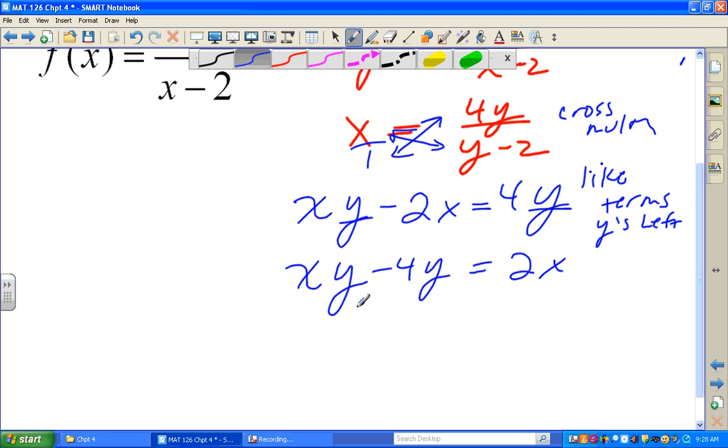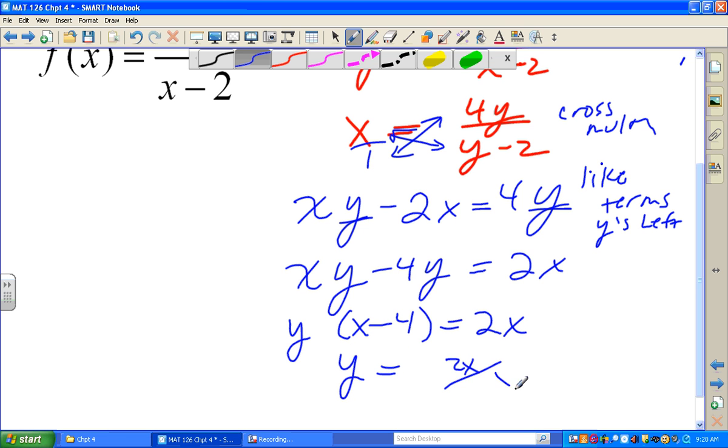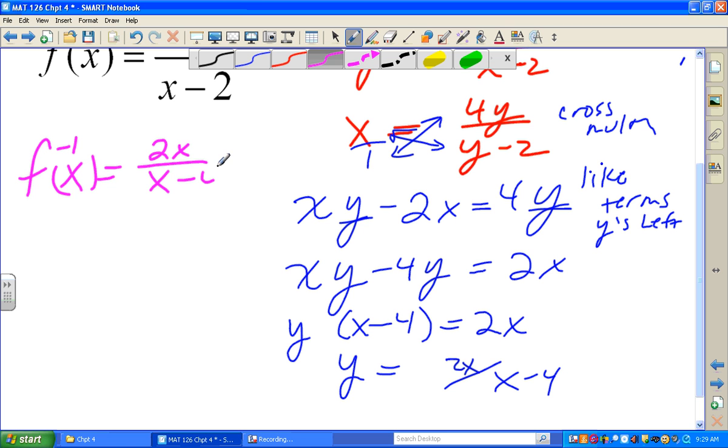So now, how do I get y by itself? Well, factor out y, and you can divide by x minus 4. So y equals 2x divided by x minus 4, which means in the whole grand scheme of things, my answer is 2x over x minus 4.